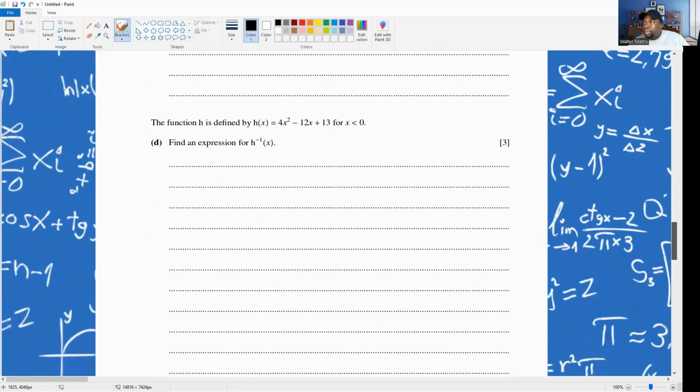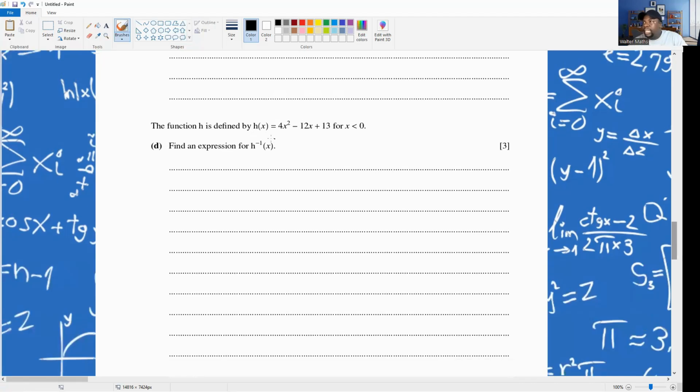Let's go on to part D, where they say the function h is defined by h of x is equal to 4x squared minus 12x plus 13 for x less than 0, okay? So x is less than 0, that's what we got right here.